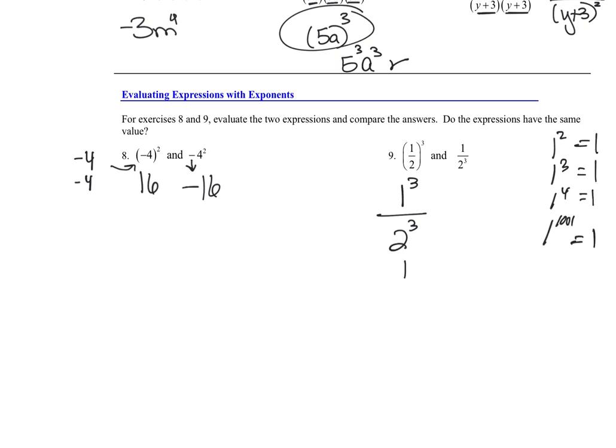So can't I simplify this numerator and make it just be 1? And therefore, it matches the other expression. So these 2 expressions are, in fact, equal. And yes, you could go ahead and say 2 to the 3rd is 2 times 2, 4. 4 times 2 is 8. Yes, these both do equal 1/8.